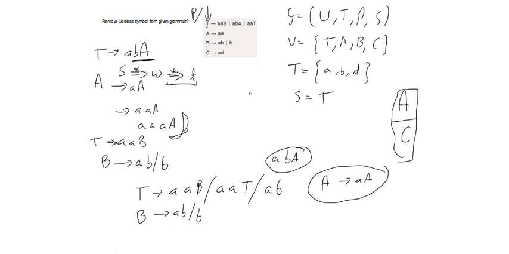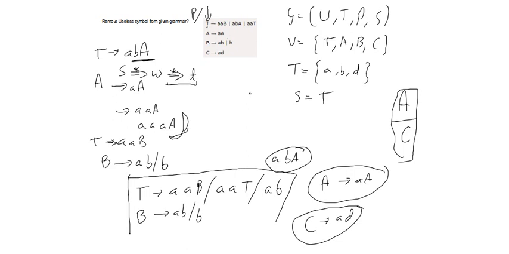Next, C implies AD. Okay, we identify C as a useless symbol, so we should not contain C implies AD in the resultant grammar. So T implies AAB slash AAT slash AB. B implies AB slash B. Okay, this is the resultant grammar after eliminating all the useless symbols.